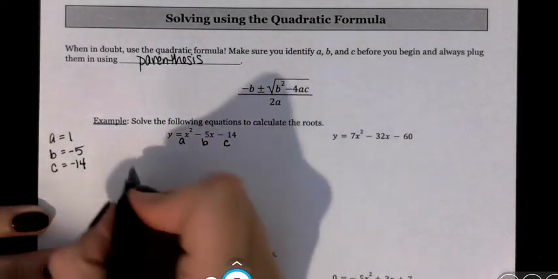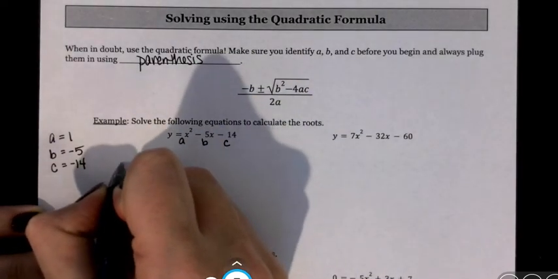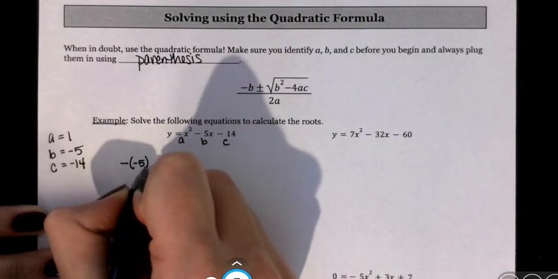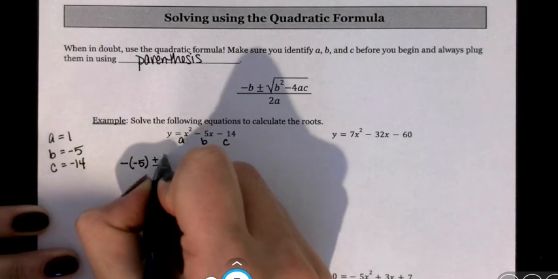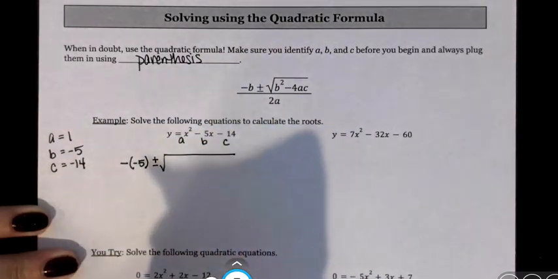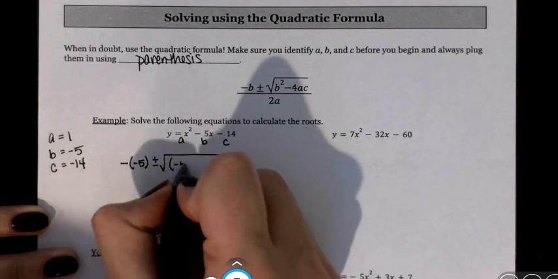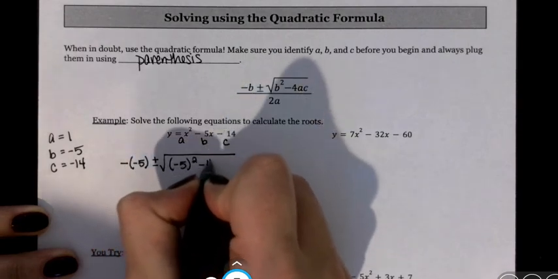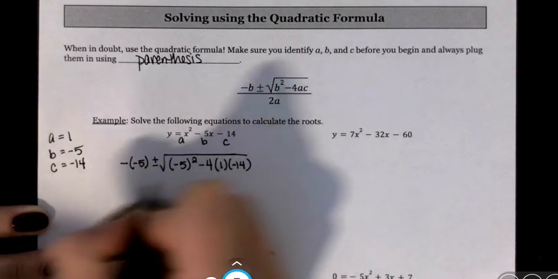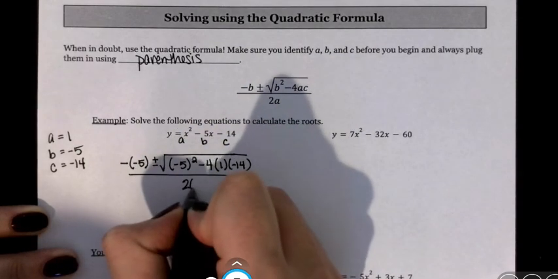When I use my quadratic formula, I have my negative, and then inside parentheses, my negative B. I'm sorry, inside parentheses, negative 5, which is my B. Then I have B squared minus 4 times my A value times my C value, all over 2 times A.